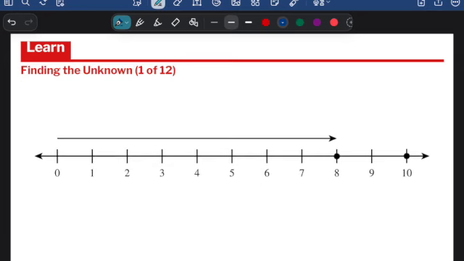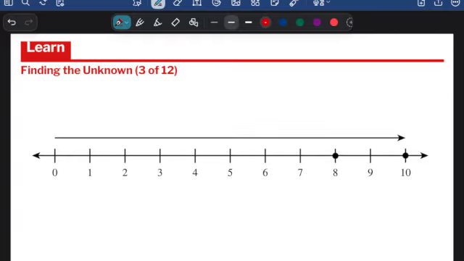So here you can see where we started with positive 8. And then how do I get to 10? What do I have to do to get to 10? Well, I have to add 2 more. I have to add 2 more to get to positive 10. So my unknown addend is 2, positive 2.